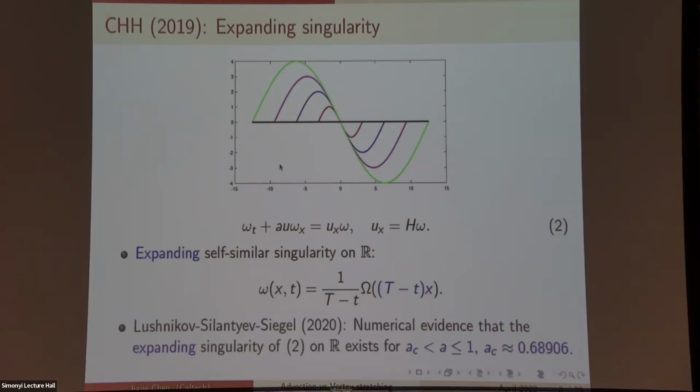And in fact, a similar expanding singularity has also been observed for this model on the real line in the work of Lushnikov and other people. So the range can generalize for all values of a. So we already have quite a good understanding of the blow-up of this problem on the real line, at least in this bottom line case.